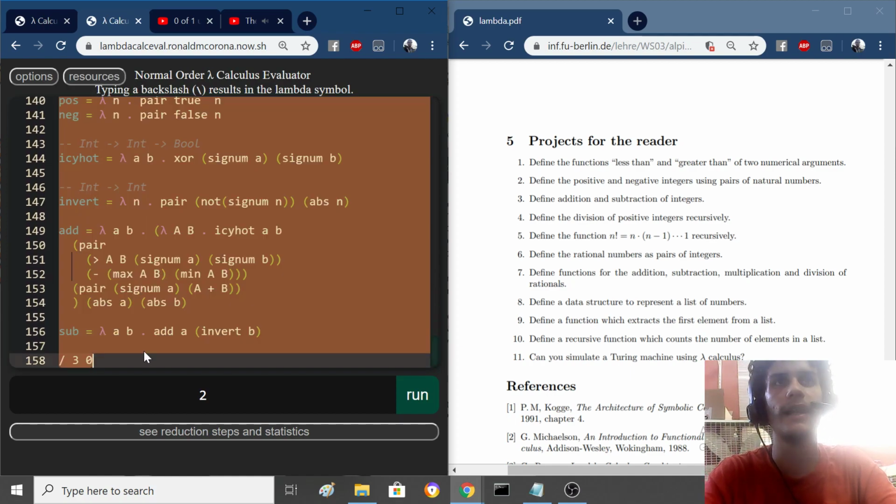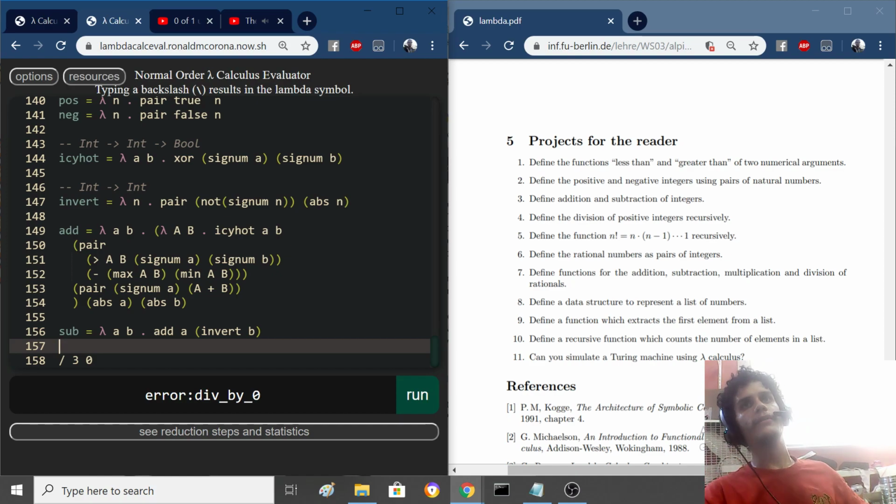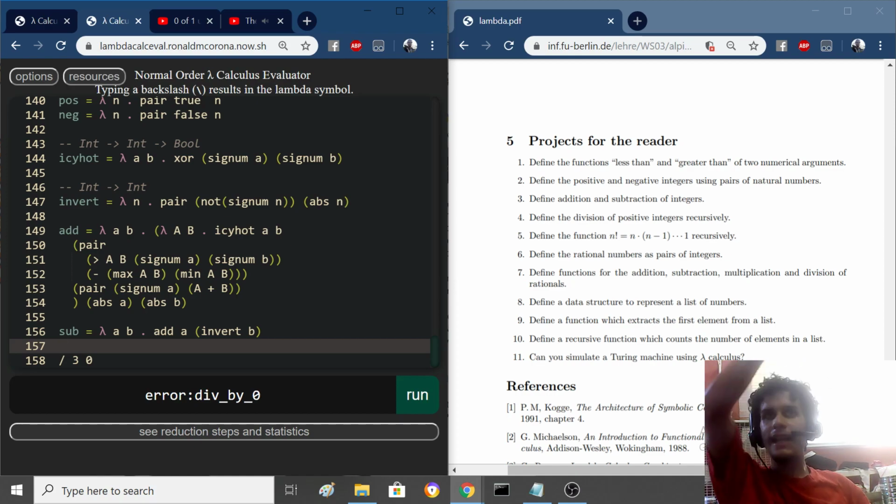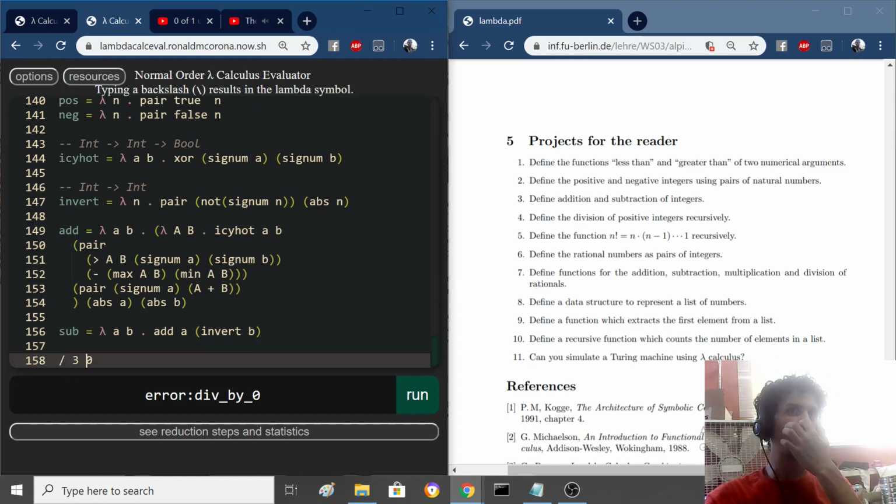And now let's test it out. Divide 3 by 0. Perfect. I get this error right here: error div by 0. And that's nice because we don't want to crash. Okay, so we did it.